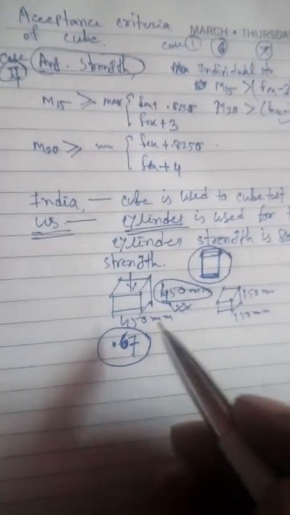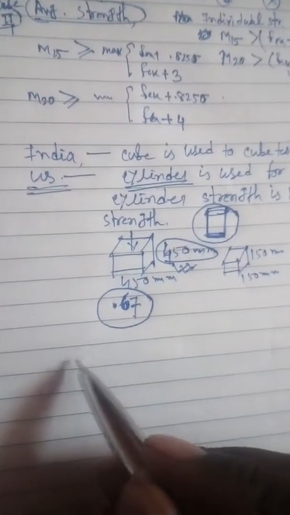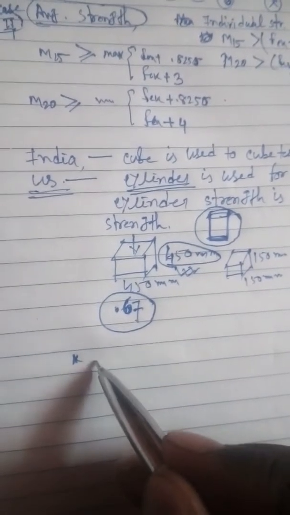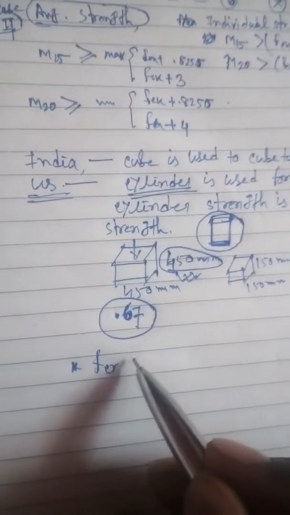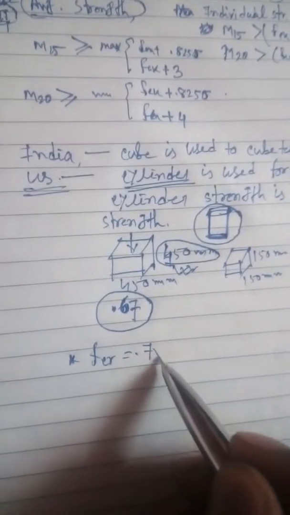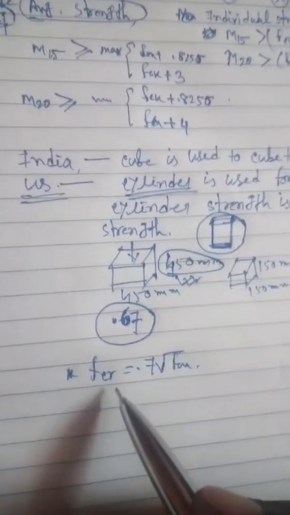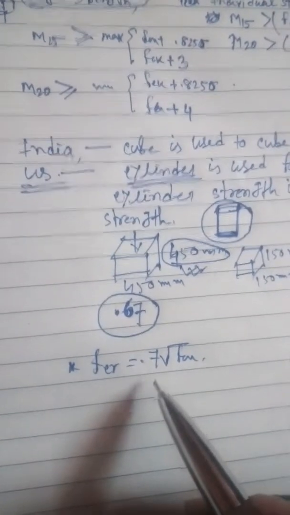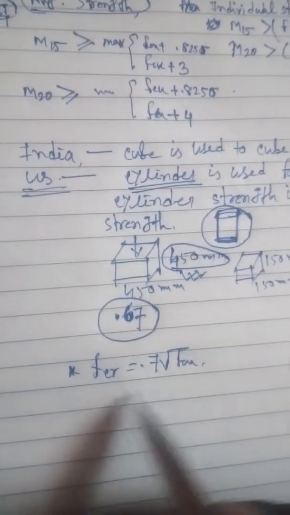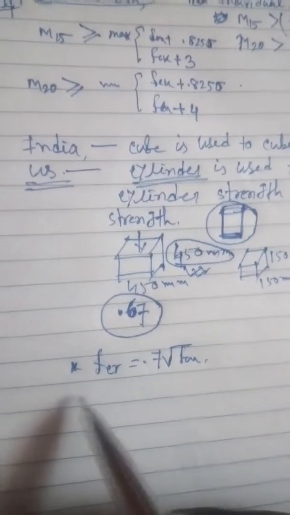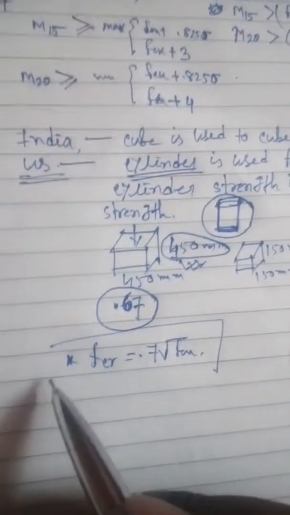Okay, now that is cube strength. The flexural strength of concrete, FCR, is given by 0.7 root over FCK. There are also direct tensile strength and split tensile strength. We'll discuss all these types of strength later.